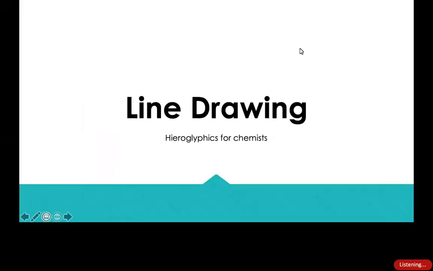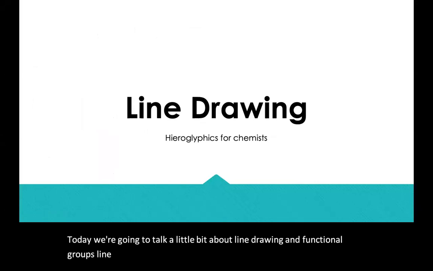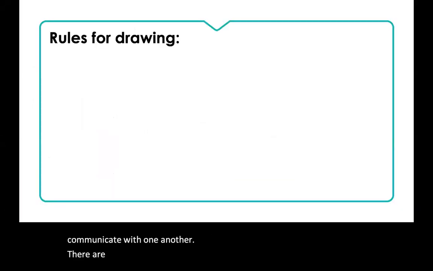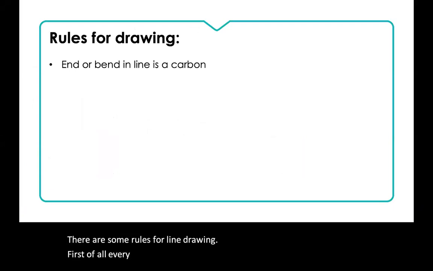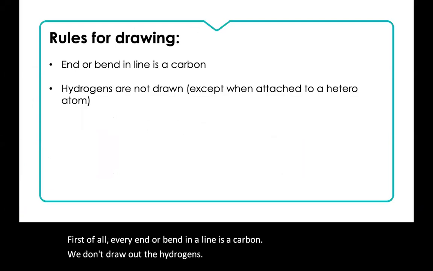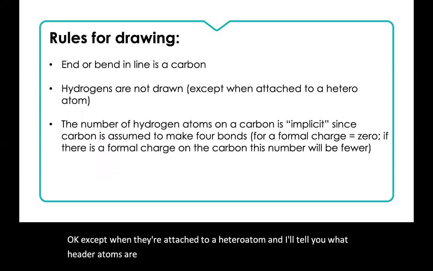Okay, today we're going to talk a little bit about line drawing and functional groups. Line drawing is kind of the hieroglyphics that chemists use to communicate with one another. There are some rules for line drawing. First of all, every end or bend in a line is a carbon. We don't draw out the hydrogens, okay, except for when they're attached to a heteroatom, and I'll tell you what heteroatoms are in just a minute.